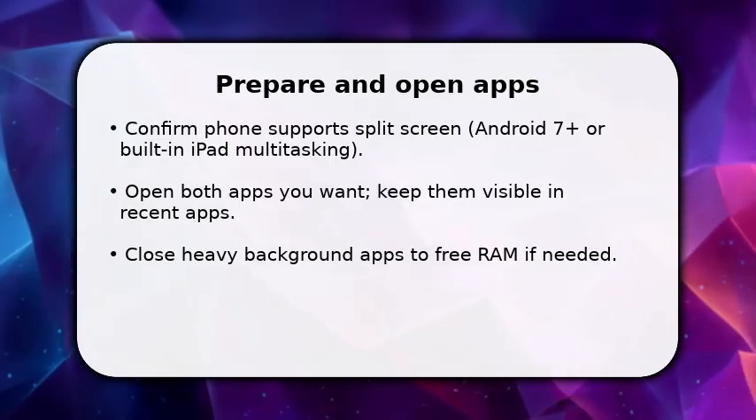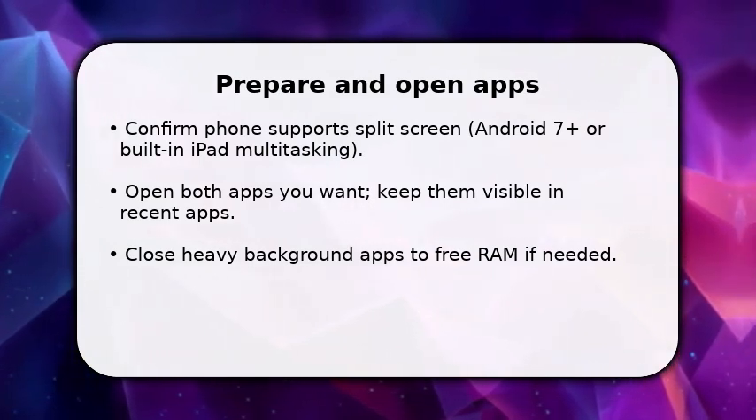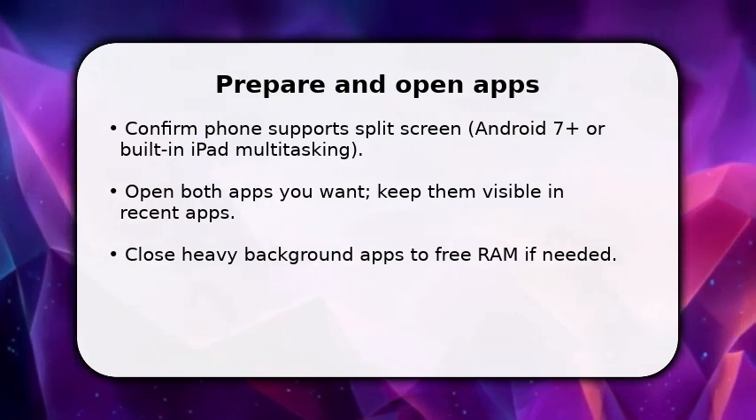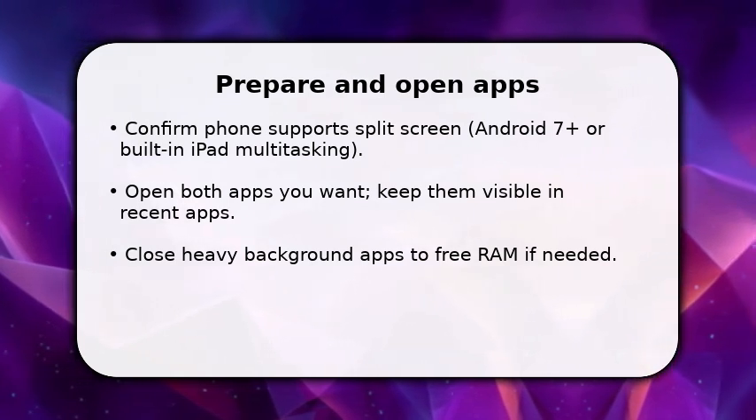You start by verifying your phone supports split screen and by opening the two apps you'll use. Once done, tap Recent or Overview to show app cards. This puts the apps where you can pin them. Make sure to close resource-heavy apps first so performance stays smooth.